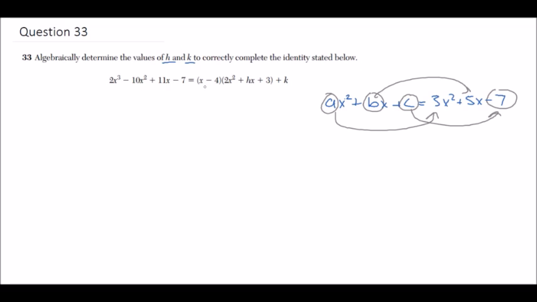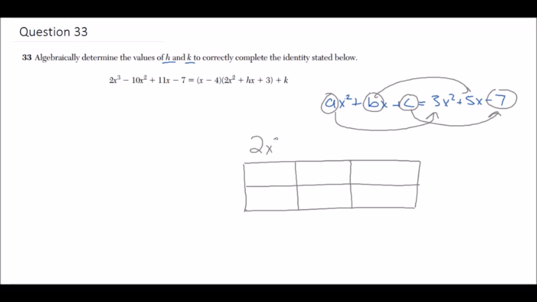What we're going to do is get this right side into the same form as the left side. So we're going to distribute out the x minus 4 to the 2x squared plus hx plus 3. And it's a 2 by 3. We have a binomial and a trinomial. So I prefer to use the box method here. I think it's a little bit easier to keep track of all of your terms this way, rather than try to do like an extended FOIL or a double distribution.